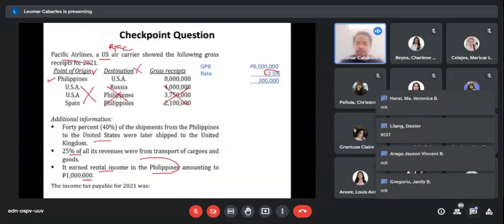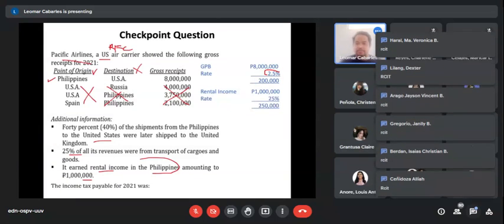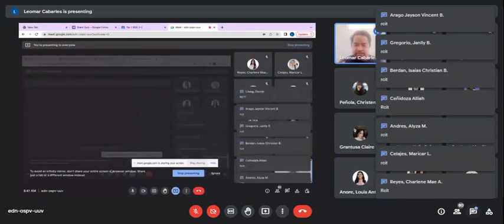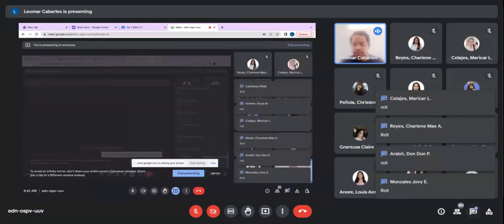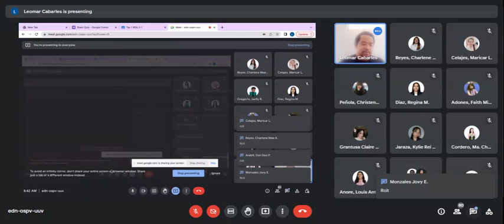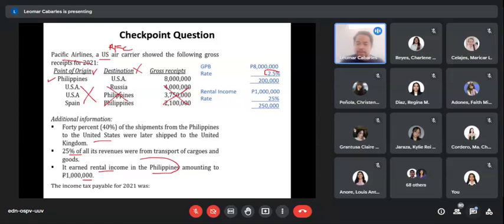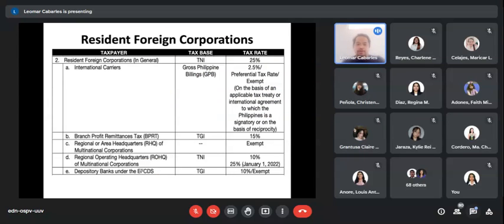Very good, very good. So the one that would apply is the RCIT. And for resident foreign corp, the RCIT is single rate of 25%. Okay? So therefore, meron pa siyang another 250,000 tax payable for a total of 450,000. Okay? So later I'll send you yung copy nito. No? So that's for international carriers.